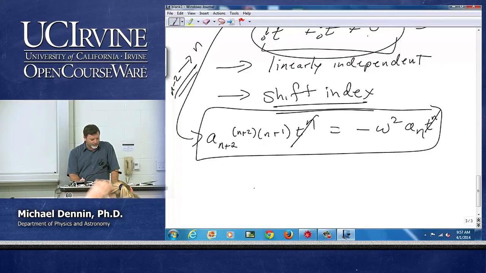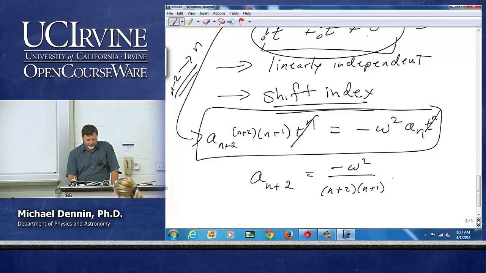Having done that, I get what's called the recursion relation. A sub n plus 2 equals minus omega squared over n plus 2 times n plus 1 a sub n.